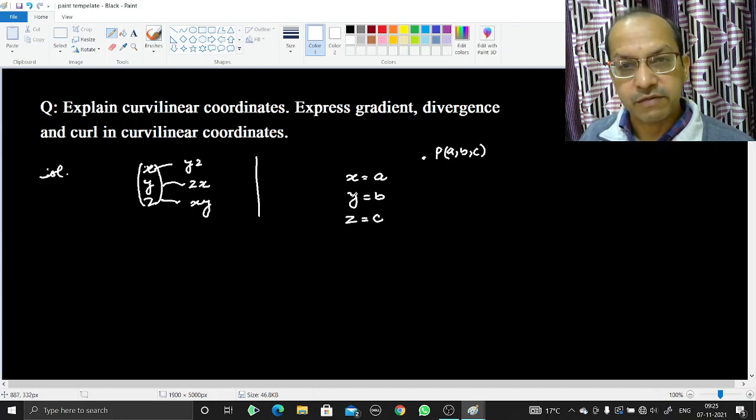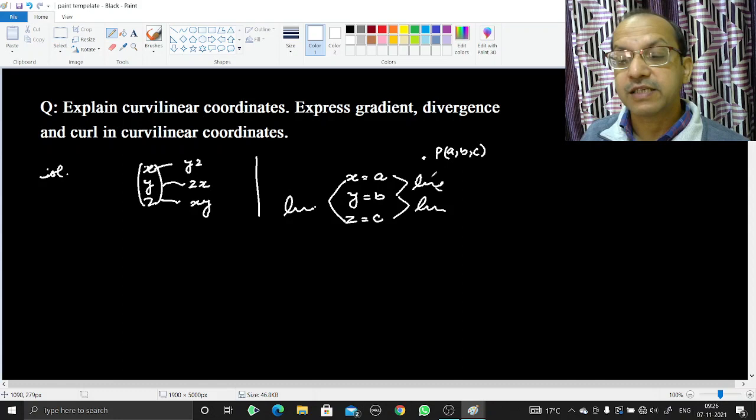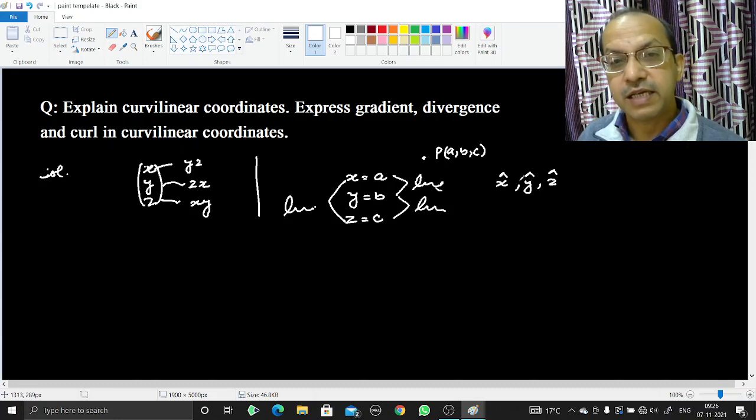So these are the three surfaces, which are planes in this coordinate system, and which are meeting at point P. And these two planes, x equal to A and y equal to B, are meeting in a line. These two are meeting in a line and these two are also meeting in a line. And the point at which these three lines are meeting is P. So the tangents to these three lines will be the lines of the three axes. It is the direction of x cap, y cap, and z cap, which are the unit vectors in that direction. You can call it the tangent to these curves. These curves are actually lines here.